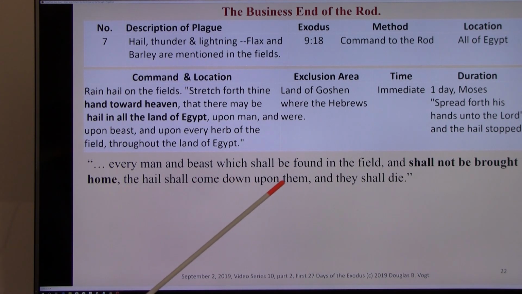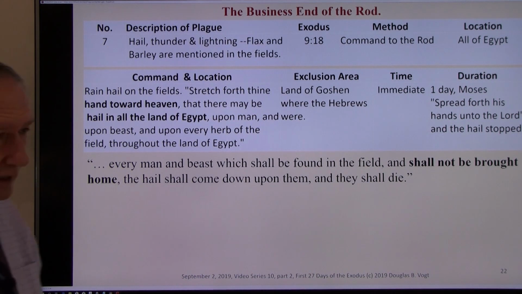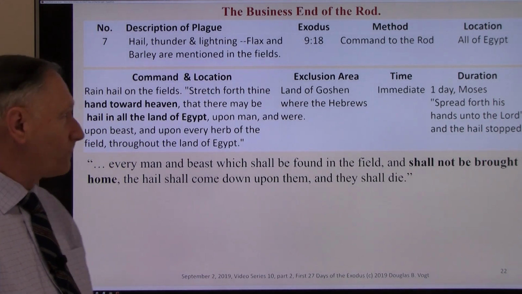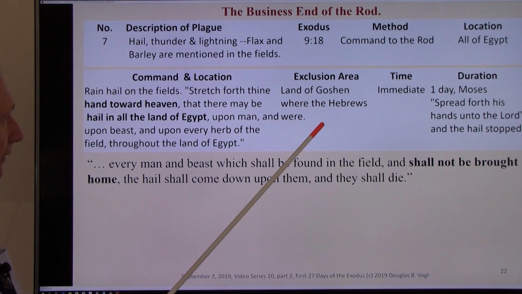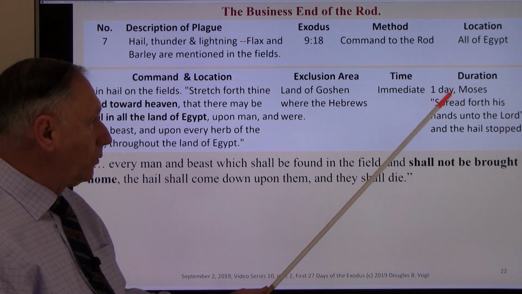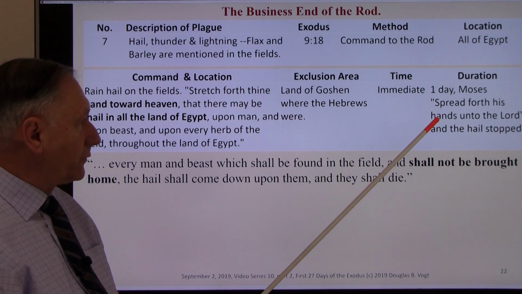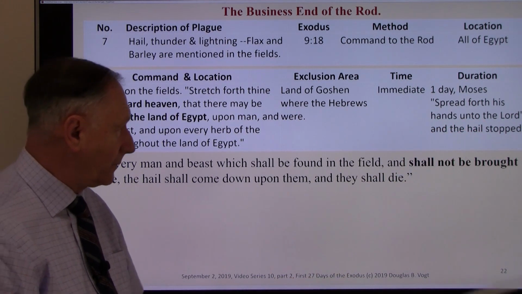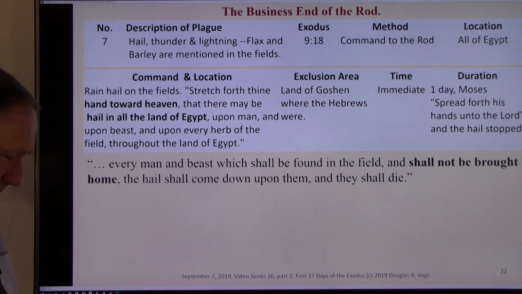This says basically, if the animals aren't brought inside a home or inside a building, they're going to die. I guess they must have had hail as big as softballs or basketballs. Exclusion area, land of Goshen, immediate. Duration, 1 day. Moses spread forth his hand unto the Lord, and the hail stopped. In other words, the Pharaoh decided, okay, we're going to stop this. And he said he was going to let them go, and that didn't work out too good.